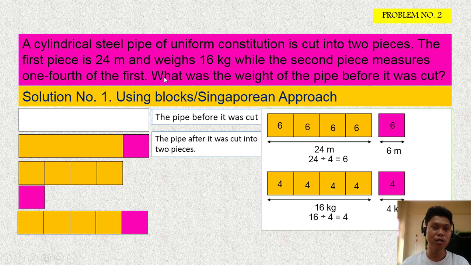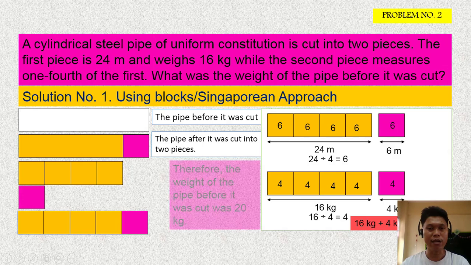Now, we'll go back to the question. What was the weight of the pipe before it was cut? So, ang concern natin ay ang weight. So, ibig sabihin, kitang-kita, 6 plus 4, which is equal to 10. Ayan. So, sorry, 16 plus 4. Ito pala, hindi pala to, sorry. So, it is 16 kilograms plus 4 kilograms is equal to 20 kilograms. Therefore, bago naputol ang tubo, it weighs 20 kilograms.